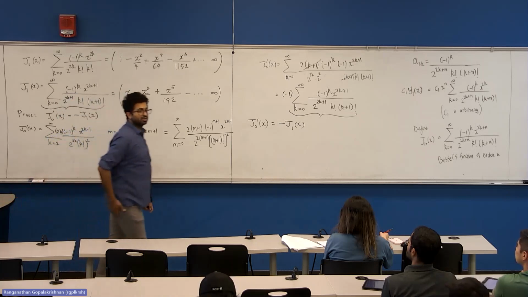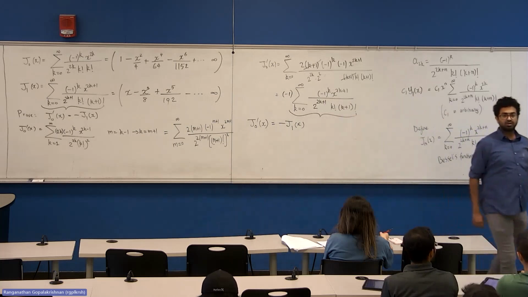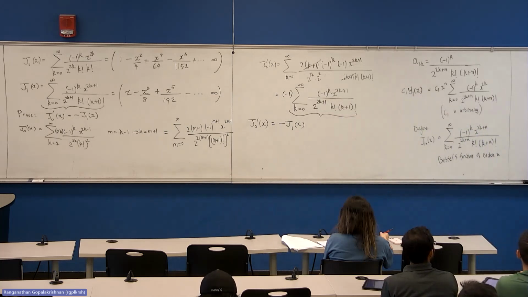Application, yes. In J naught of x, if you take the derivative of the actual infinite series, let's say the first term would be negative 2x over 4, which simplifies to negative x over 2. I don't see anything beyond negative x over 2, and that is all.